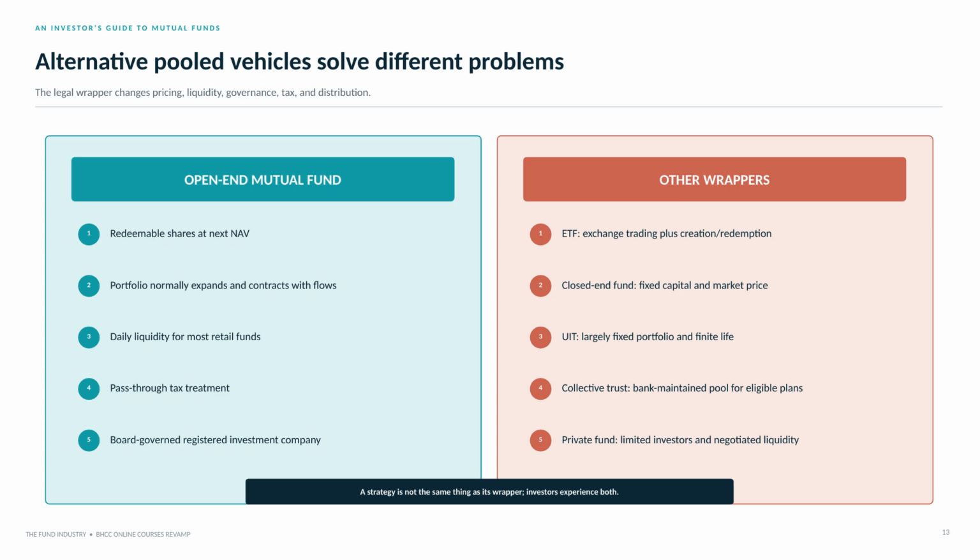A unit investment trust typically holds a largely fixed portfolio for a finite life. A collective investment trust is maintained by a bank for eligible retirement or institutional plans. Private funds limit participation and negotiate liquidity and disclosure differently. The strategy tells you what the portfolio owns. The wrapper tells you how investors enter, exit, pay, receive information, and experience risk.